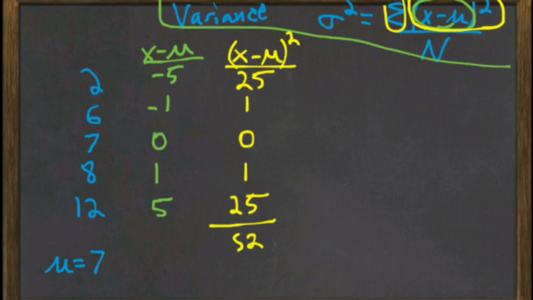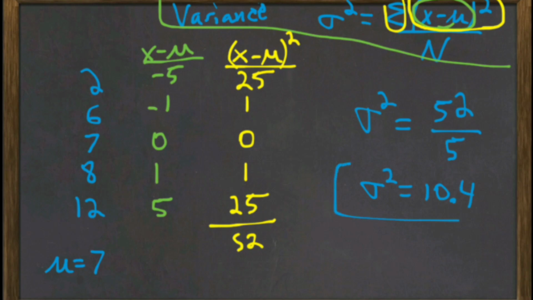And then 52 is the top, so sigma squared is 52 divided by n, which is 5. And so our variance here is 10.4. So we now know what the variance is.